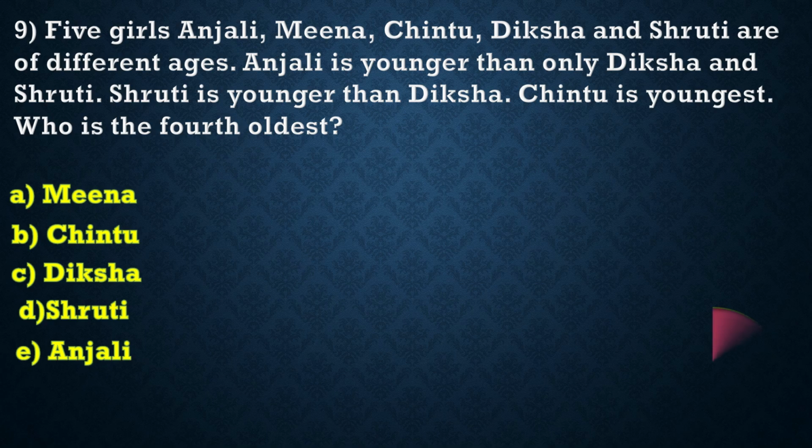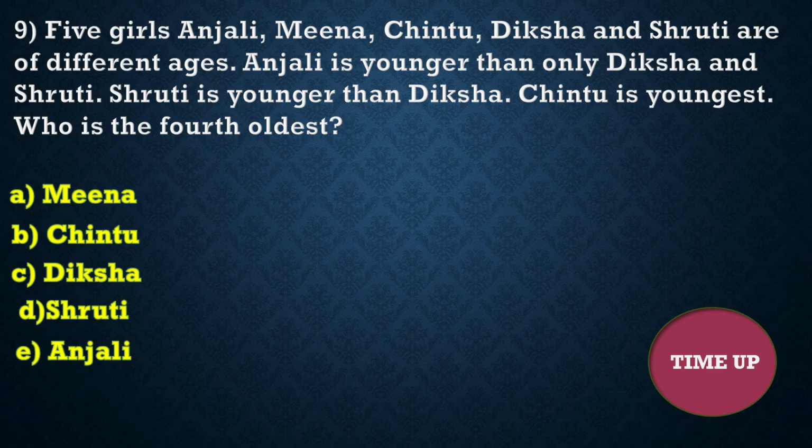5 girls Anjali, Meena, Chintu, Diksha and Shruti are of different ages. Anjali is younger than only Diksha and Shruti. Shruti is younger than Diksha. Chintu is the youngest. Who is the fourth oldest? Read the question before you answer it. Who is the fourth oldest they have given here? Time up. So we will solve this.